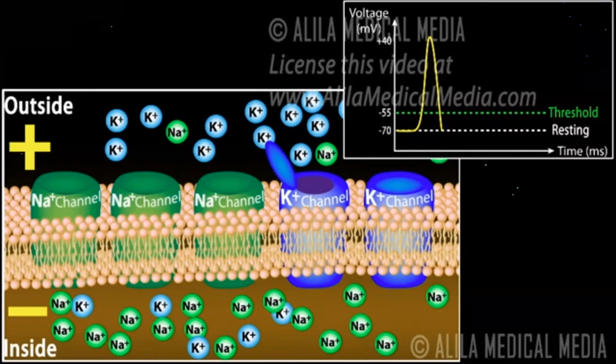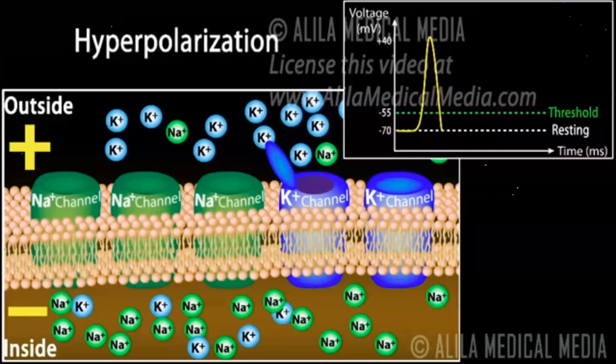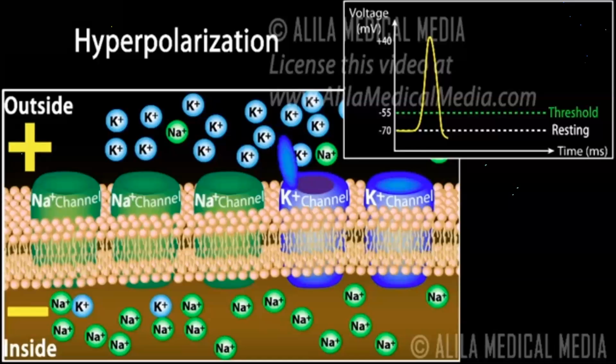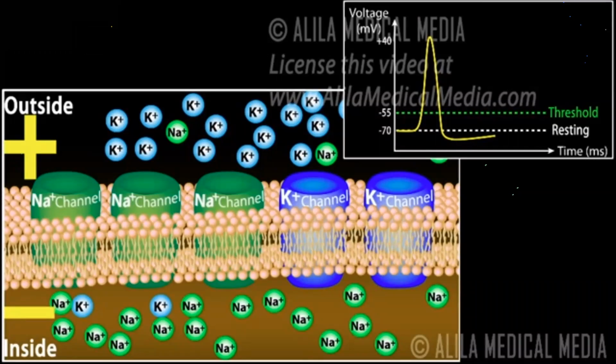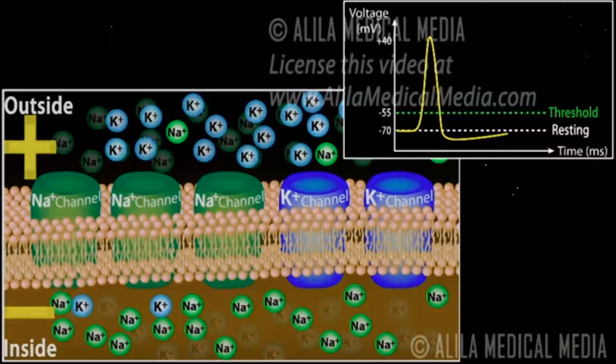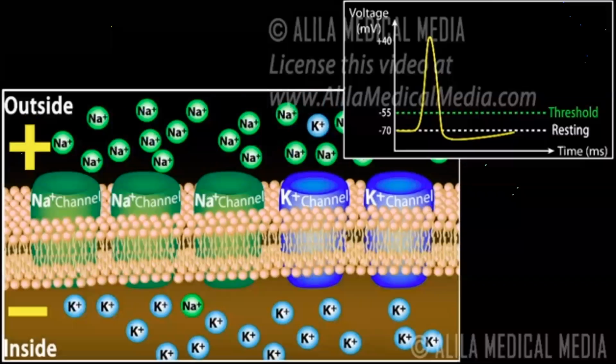As the potassium gates are also slow to close, potassium continues to leave the cell a little longer, resulting in a negative overshoot called hyperpolarization. The resting membrane potential is then slowly restored thanks to diffusion and the sodium-potassium pump.